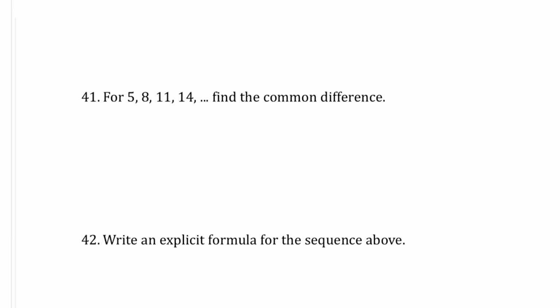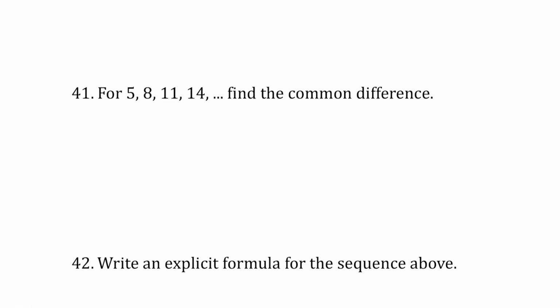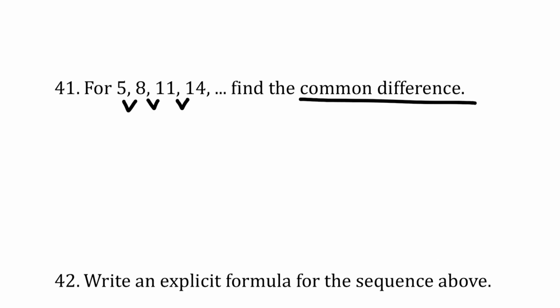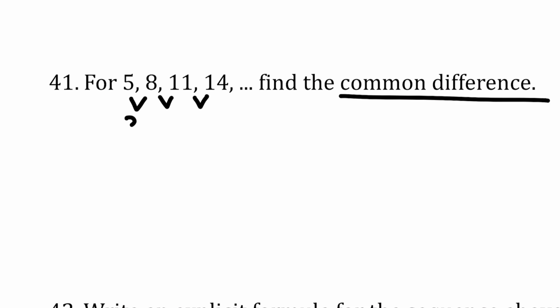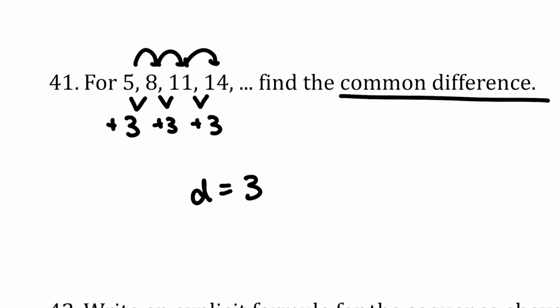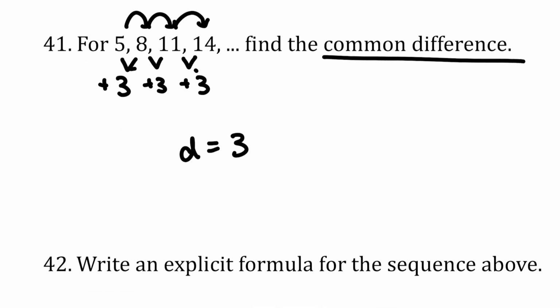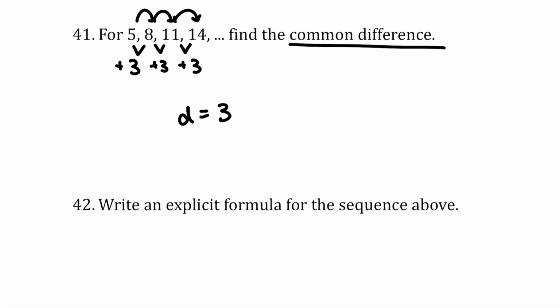So let me turn the page. 41. Find the common difference for 5, 8, 11, and 14. Our common difference is just our difference between each of these numbers here. So between 5 and 8, that's adding 3. Between 8 and 11, adding 3. 11 and 14, that's adding 3. So that means our common difference is a positive 3. We're always going to read from left to right, because that does make a difference there, because we're adding 3 each time from left to right, because our number keeps increasing. So that's our common difference.